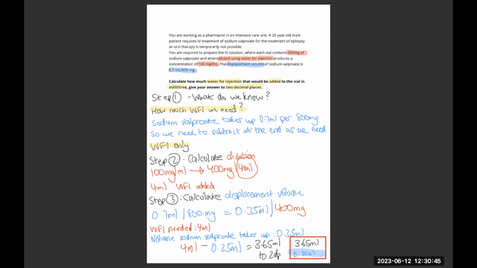So therefore, per 400 milligrams, sodium valproate will replace 0.35 milliliters. So that is why we need to subtract from the water for injections, 4 milliliters, the volume that sodium valproate will take up, 0.35 milliliters, and we get 3.65 milliliters to 2 decimal places. Answer is correct, we have our answer in milliliters and to 2 decimal places.